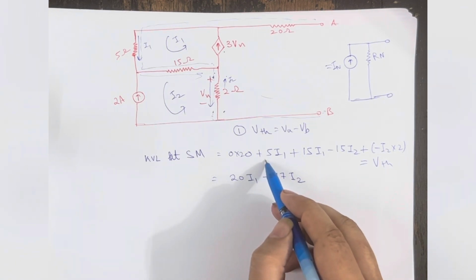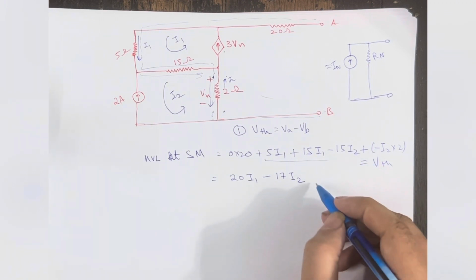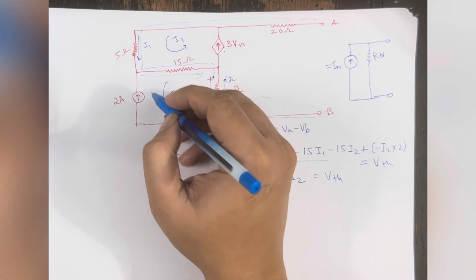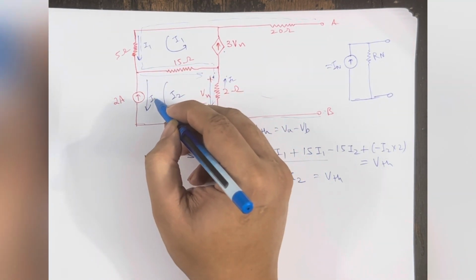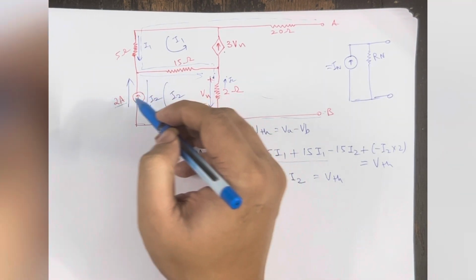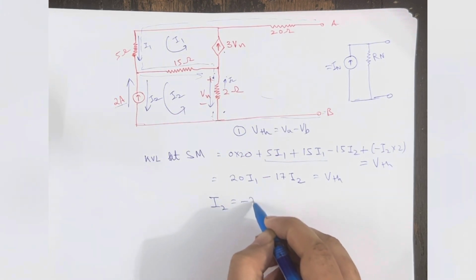This is 20 I1 and this is minus 17 I2 equal to VTH. So I2 is nothing but, I am assuming that I2 is flowing in this branch, and it's already given that 2 ampere is flowing that side. So I2 is nothing but 2 ampere only, but in opposite direction. So I2 will be equal to minus of 2 amperes.